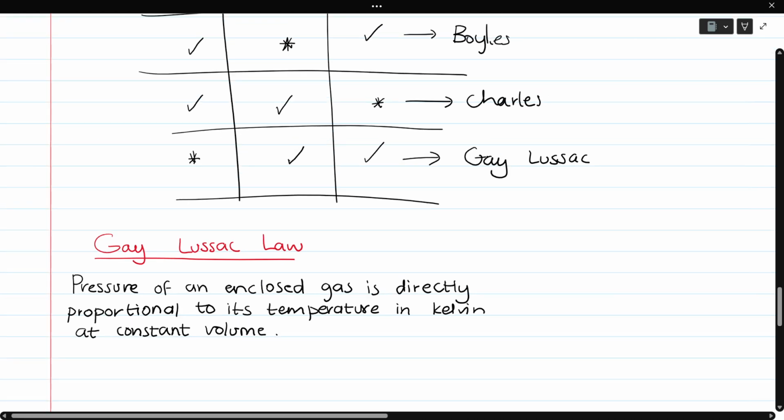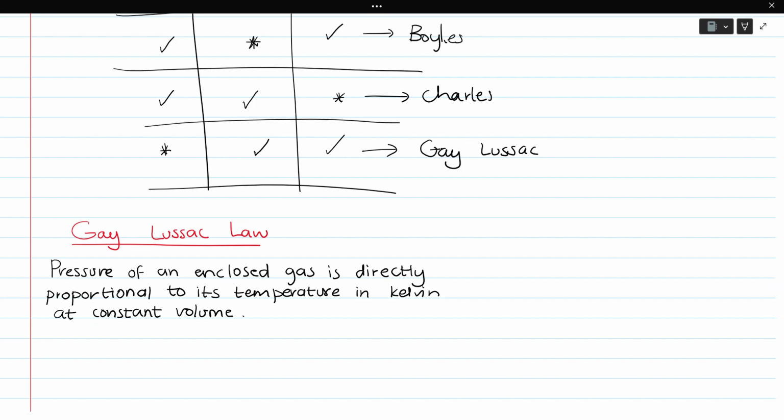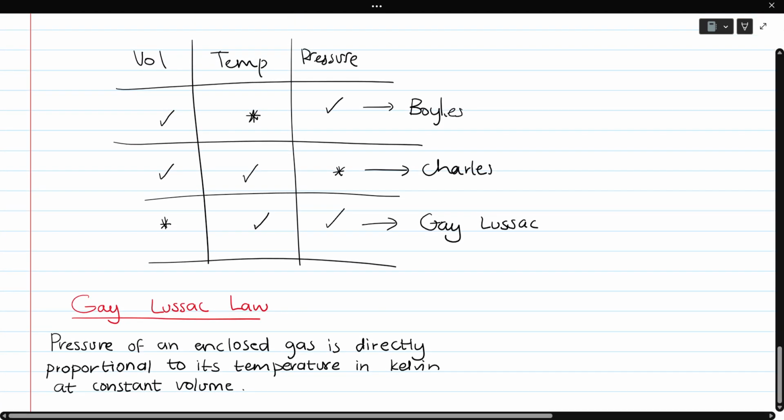Okay, so this is our law for the Gay-Lussac law. The pressure of an enclosed gas is directly proportional to its temperature in Kelvin at constant volume. This table is really nice because it reminds you of everything, right?